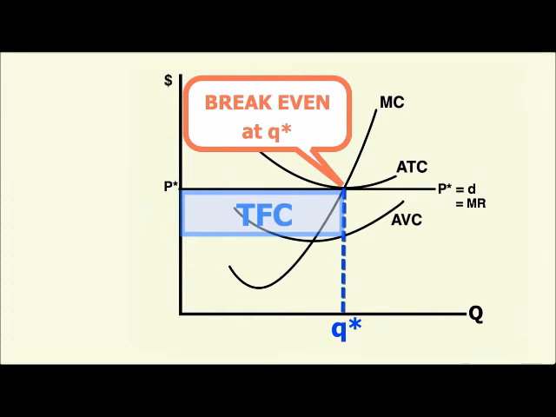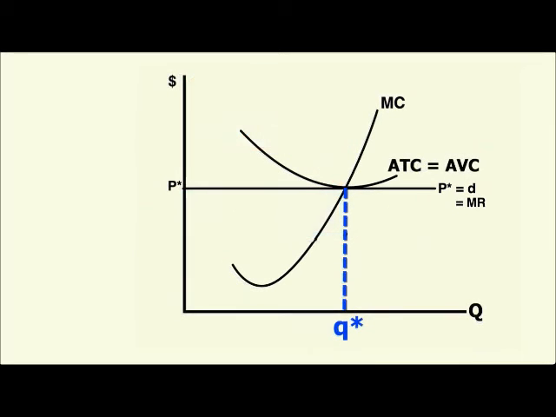Long run, what's going to happen? If you're breaking even, is anybody going to come in? No, because they're looking for positive profits. Is anybody going to leave? No, because they're not losing money and they're doing as well as they could at their next best alternative. So scenario number 5, you're actually already in your long run equilibrium position.